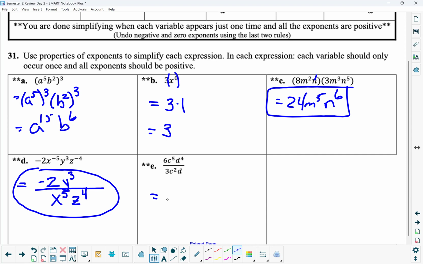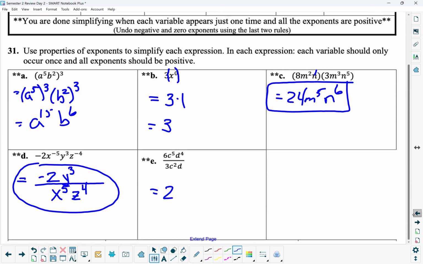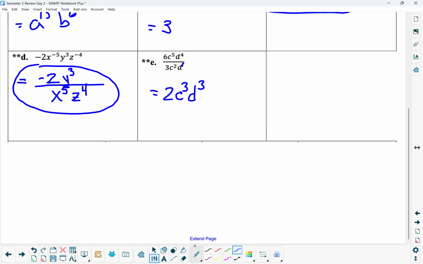Six c to the fifth times d to the fourth, all divided by 3c squared d. So the first thing I would do, divide the numbers if I can, or reduce the fraction. 6 divided by 3 is 2. The rule when we divide is this fourth rule here. We subtract the exponents. So we take 5 minus 2. That gives me c to the third. Remember, the d in this denominator is a 1. So we have 4 minus 1, which is also the third. And that is my answer for that one.